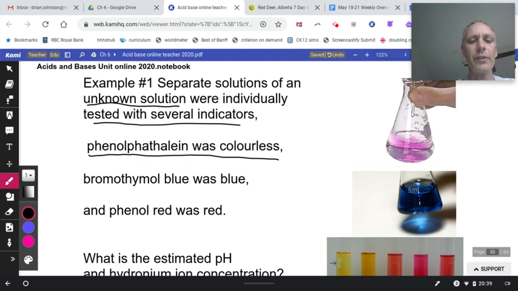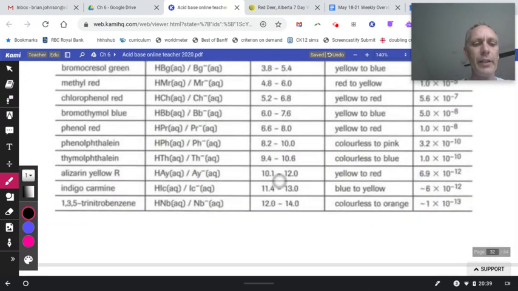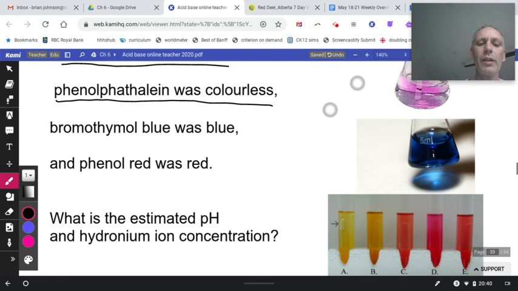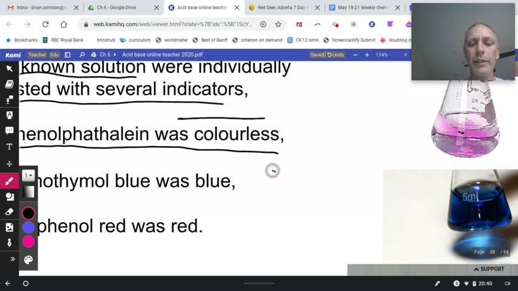Phenolphthalein was colorless. So when we added the pink phenolphthalein to this, it turned colorless. So what does that mean? Let's go look at the slide. Phenolphthalein, right here, is colorless. So colorless means a pH of 8.2 or less. So 8.2 or lower. So what I'm going to do is a little pH bar here. And I am going to put that it is below 8.2. 8.2 or less on our pH scale. So we know it's somewhere between 8.2 or less. Okay.